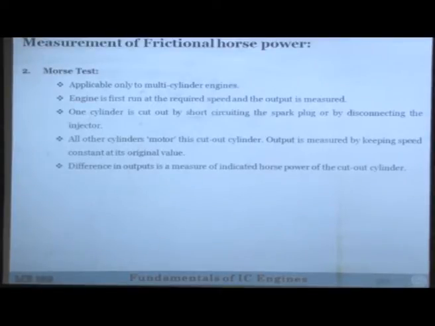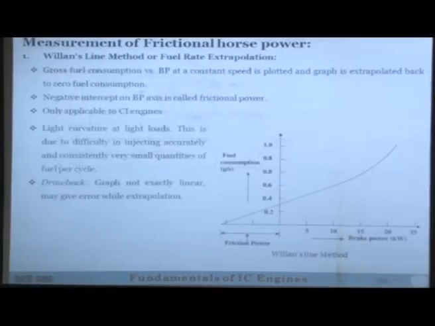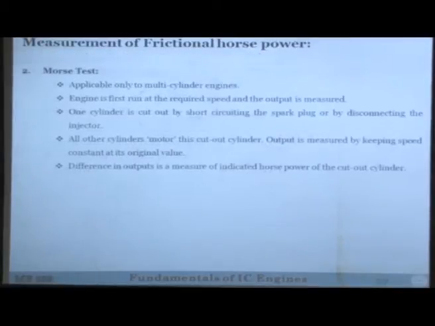Friction power at a given speed remains constant, yes, because the engine is rotating at the same speed. That's why it is said here that it is at constant speed. Frictional power will change with the speed. If you are having low speed, obviously the friction will be lower, and if you are having high speed, the frictional horsepower will be higher. So frictional horsepower will vary with the speed. It may not vary so much with the load. The second test, which is mostly applicable to spark ignition engines, is called Morse test.